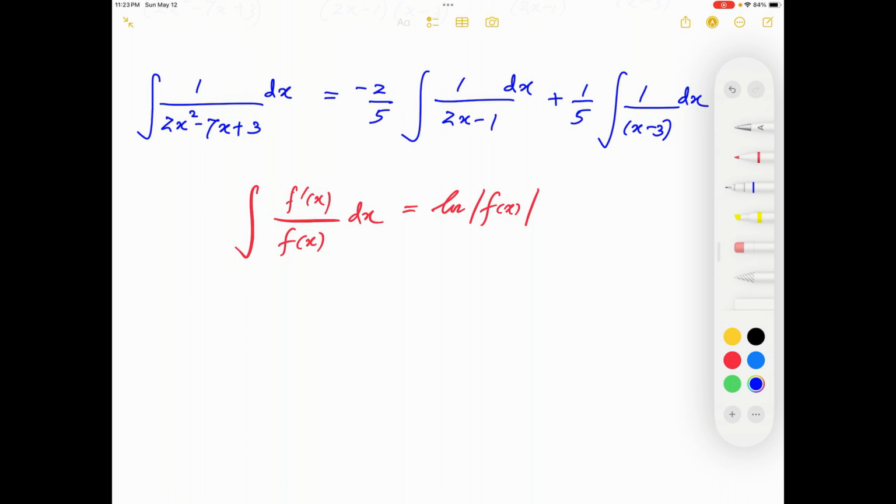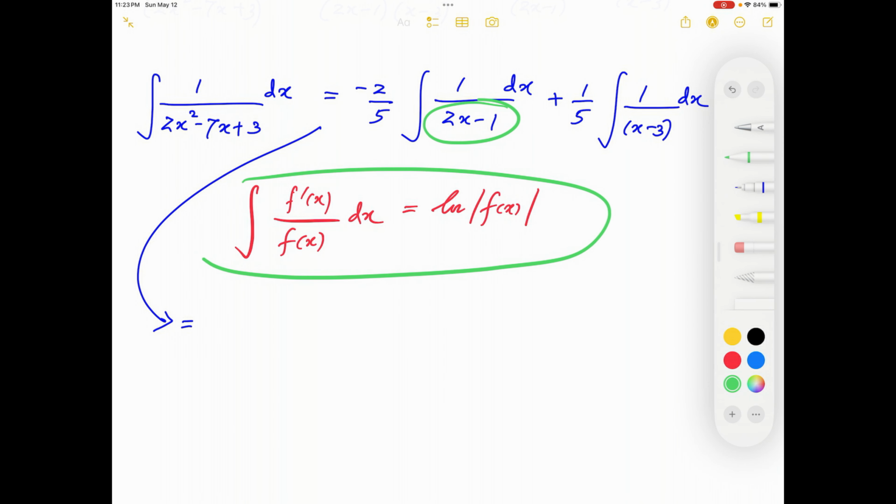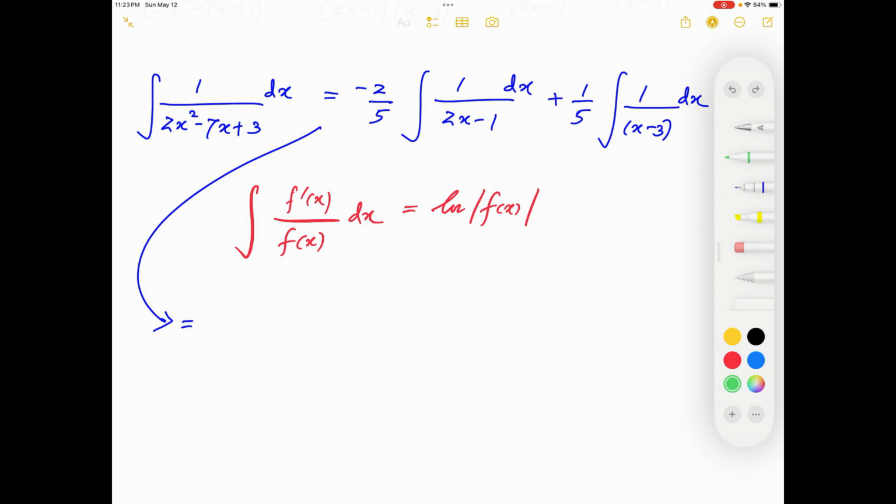Alright, now look at this first term. If you look at the first term, we can see that it's 1 over 2x minus 1. If I differentiate 2x minus 1, I need a 2 on the numerator in order to apply this theorem right here. But I can easily create a 2. In order to create a 2, I simply have to push this one inside the integral. Let's do that. I'm going to rewrite this integration as negative 1/5 integration 2 over 2x minus 1 dx.